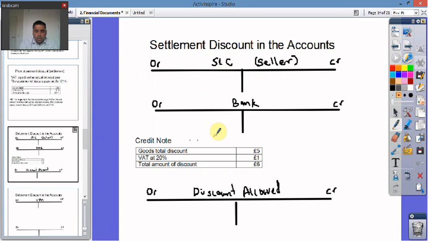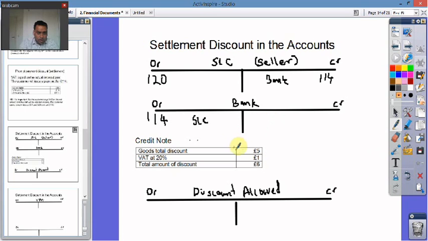So let's have a look at the settlement discounts. The seller would have an invoice that was sent for £120. Now we received £114 into the bank account. So there's £114. SLC, sales ledger control, is SLC. So now we've got £114 here, and £120 here.